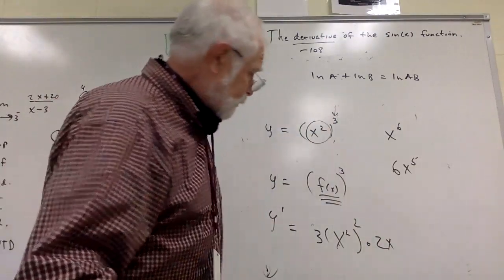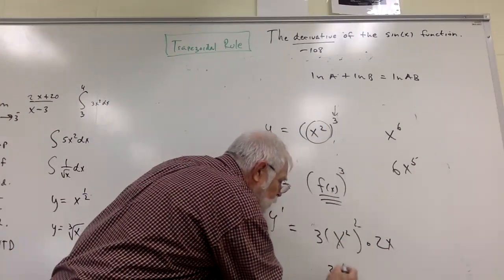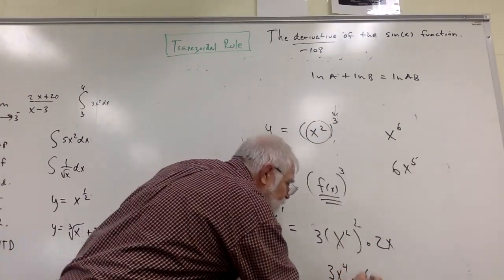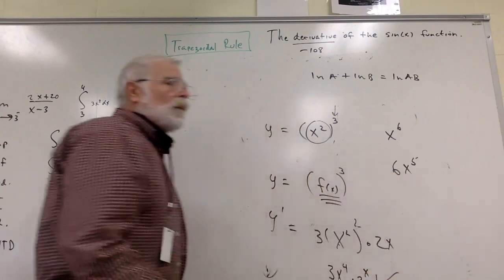Okay, lift off. X squared squared is 3x to the fourth. What is 3x to the fourth times 2x? Better be 6x to the fifth. It is. Woo! Lift off.